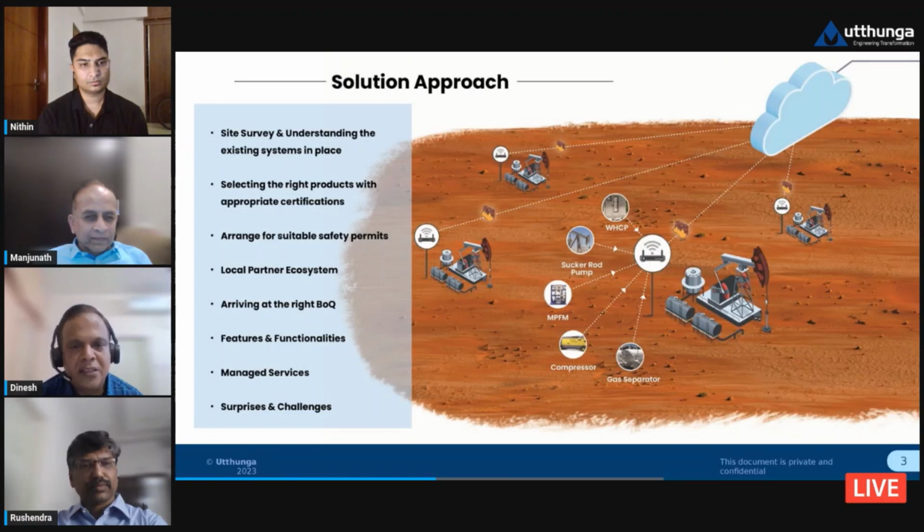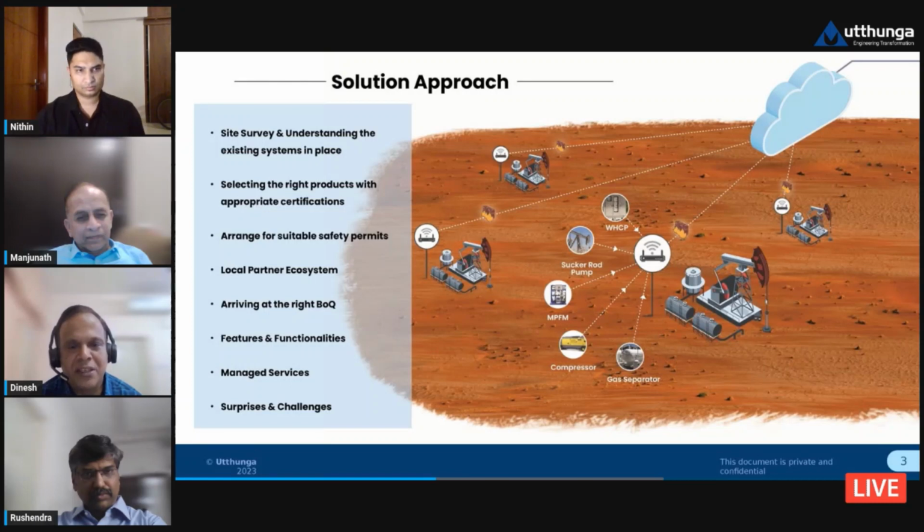And then definitely, since these wells are all very remote, after we put the system in place there needs to be some support. So how do we really provide that support? What will be the local partner ecosystem we may have to create? These things have to be thought through, and considering all this, we can come up with a very accurate bill of material. When I say bill of material, I mean what hardware, software, and services we need to solve this problem.